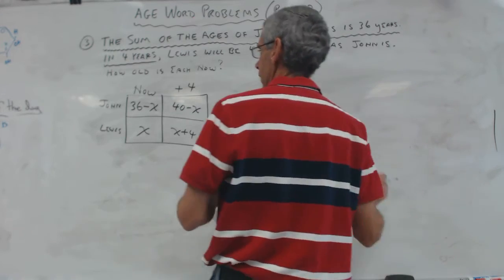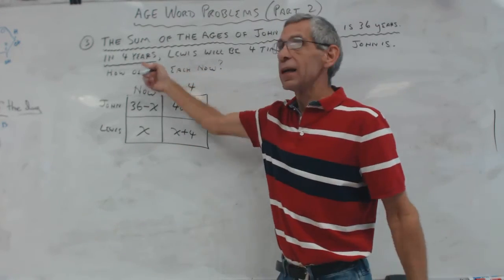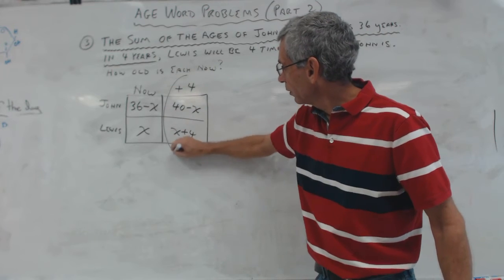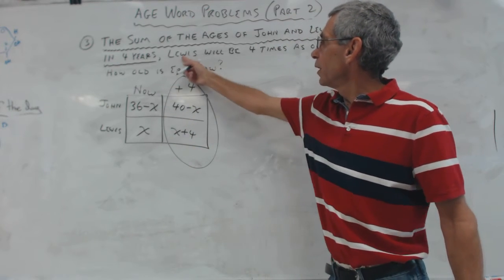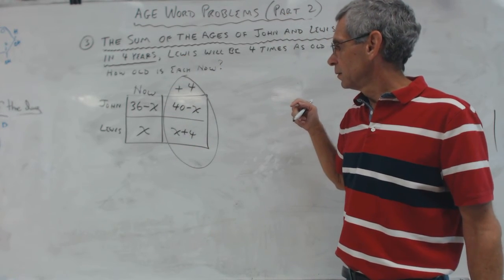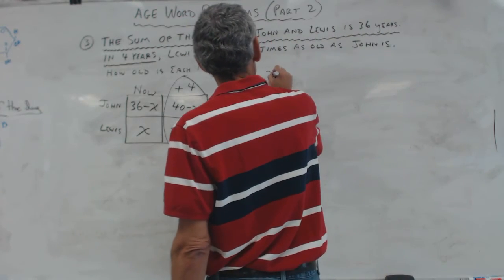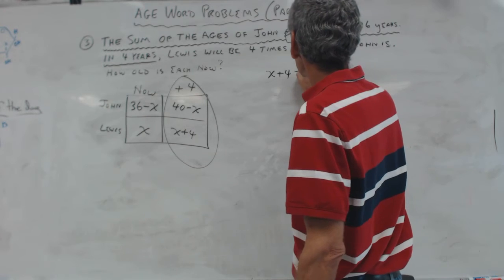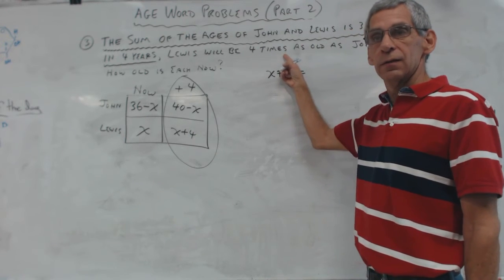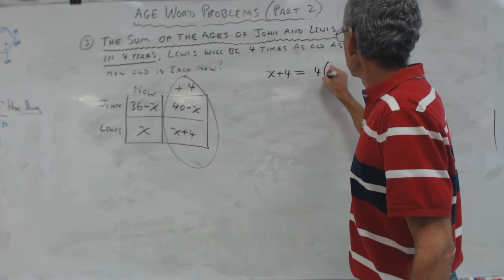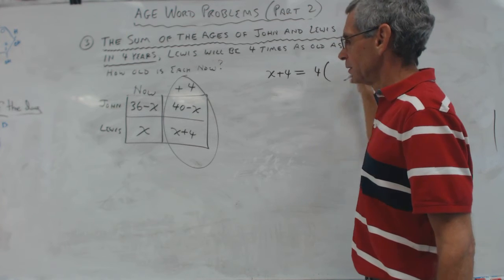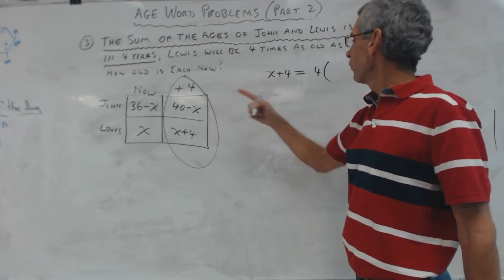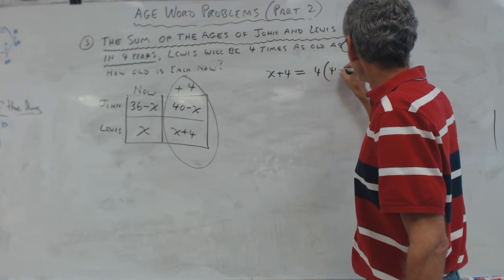All right. So it says, in 4 years, I'm going to use this column. You agree with me? Lewis, what do I write? X plus 4 will be, what do I write? Equals. 4 times, what do I write? 4 parentheses, as old as John is. 40 minus x. And then close parentheses.